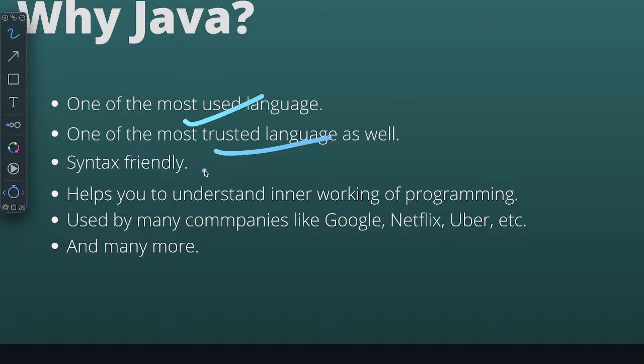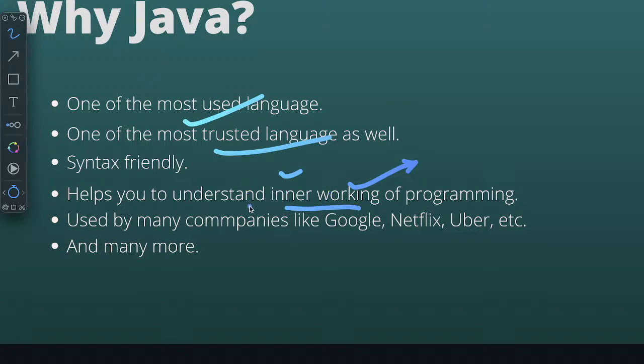The syntax of Java is very user friendly, so that even a naive person can get an idea of what the program is currently doing. It helps us understand the inner working of the programming. And yesterday we also had a glance of how the code actually gets interpreted behind the scenes, meaning how the compilation and interpretation take place behind the scenes.